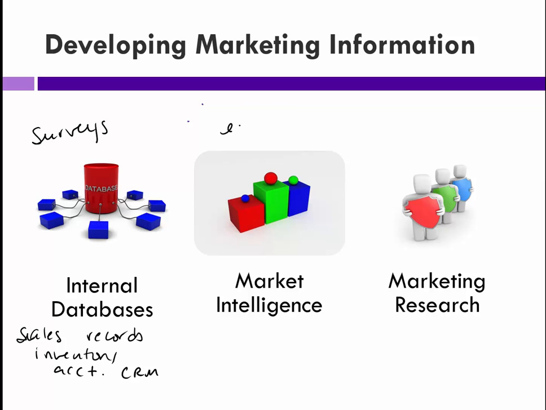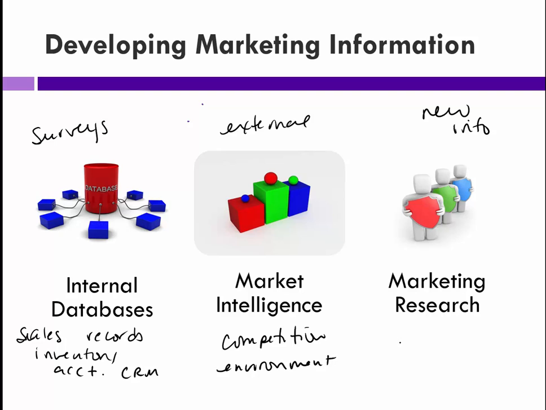Marketing intelligence is the next one, and this is, again, an external thing. Information on our competition or the environment. And we'll talk a little bit about that because there are a lot of different sources of that. And then marketing research will be new information that we need to go out and get. And again, this is to answer a specific question.